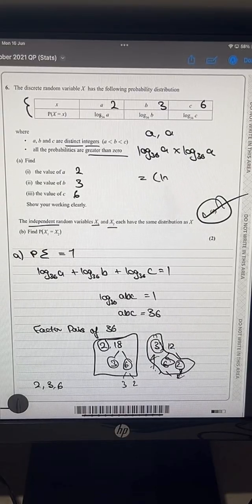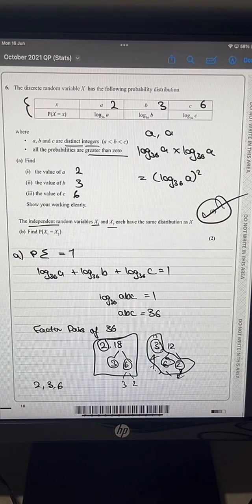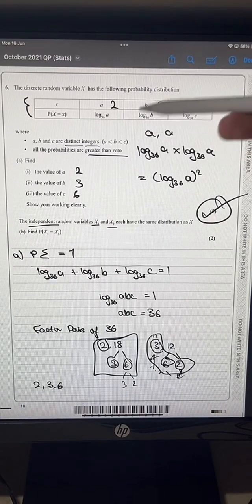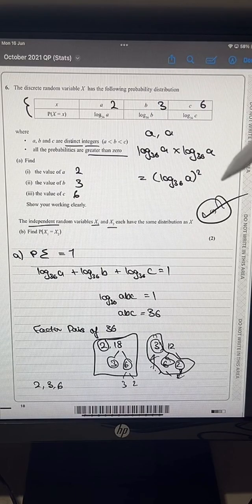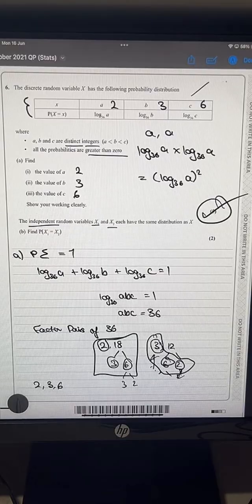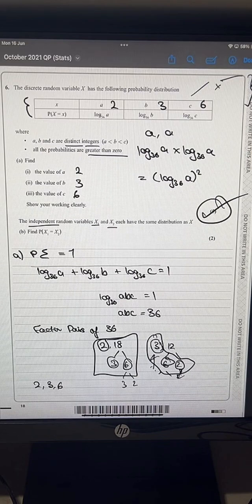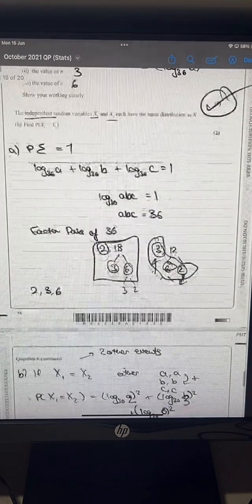I just wrote that shorthand as log 36 of A squared, right? Because you're just having the same value multiplying it by itself. And the reason you're multiplying it is because you've got one event followed by another. Successive events you have to multiply across. It's like a tree diagram, right? Where you multiply across the branches and then you add up the separate things on the other branches. The separate things you're adding here is BB and CC.